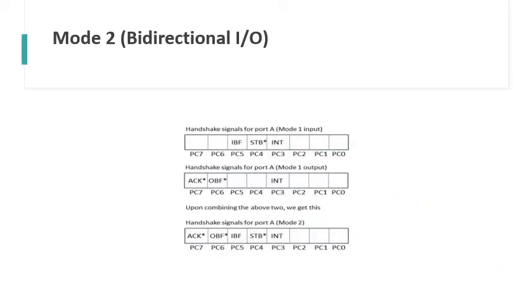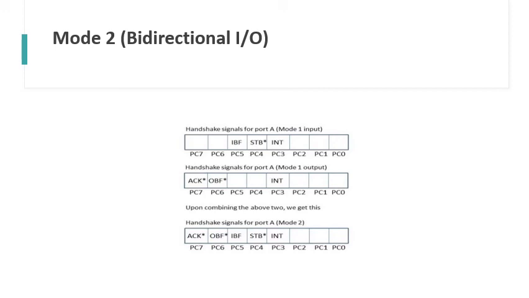Next is about mode 2 operation. In mode 0 and mode 1, port A and B can only work as either input port or output port. But in mode 2, port A can play both roles simultaneously. A port programmed in mode 2 can take input and give output.